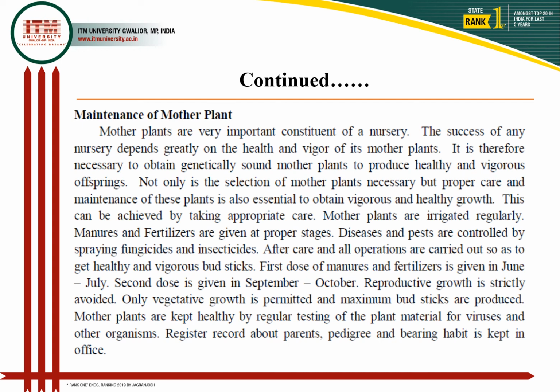The first dose of manure and fertilizer is given in June and July. That is very important. The second split dose you can apply in September, October. Here in the mother plant, the target is not to transform the vegetative growth into reproductive. In the mother block, we need vegetative growth because we need scion buds, cutting sticks, and bud sticks, so we need to keep the vegetative growth continued, so that we will be able to harvest the maximum number of bud sticks.